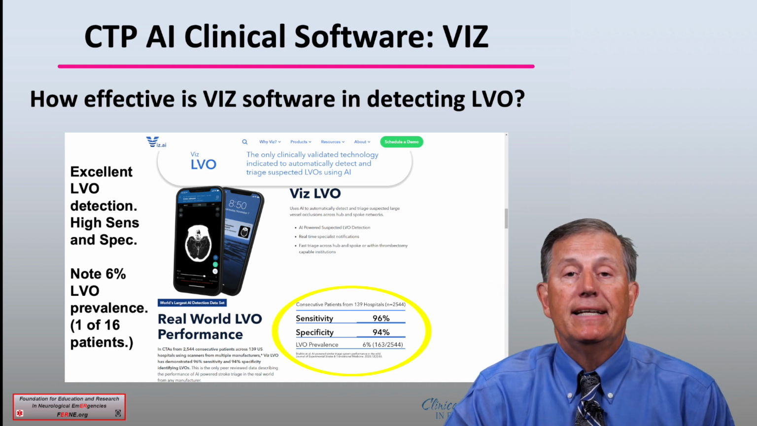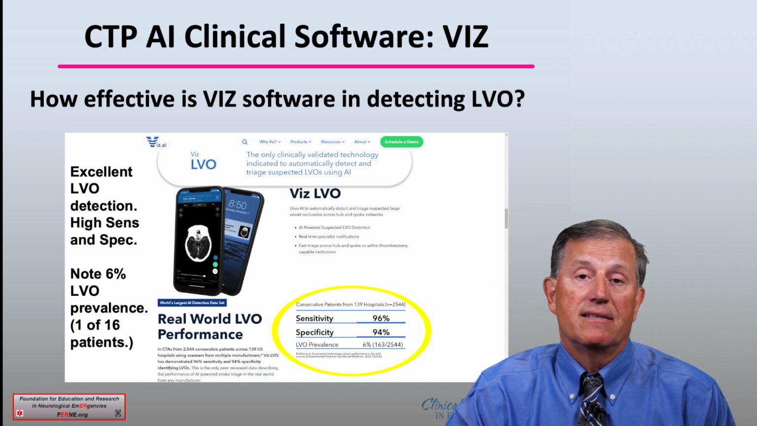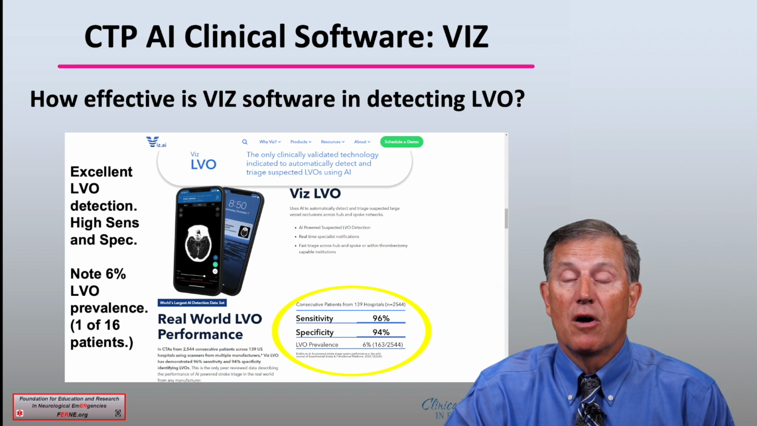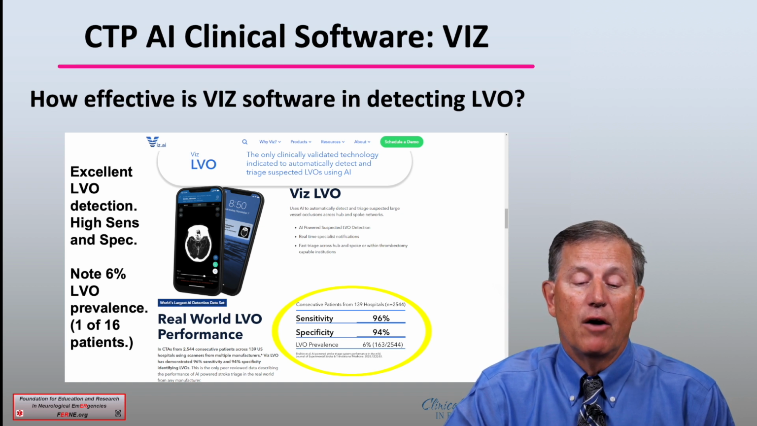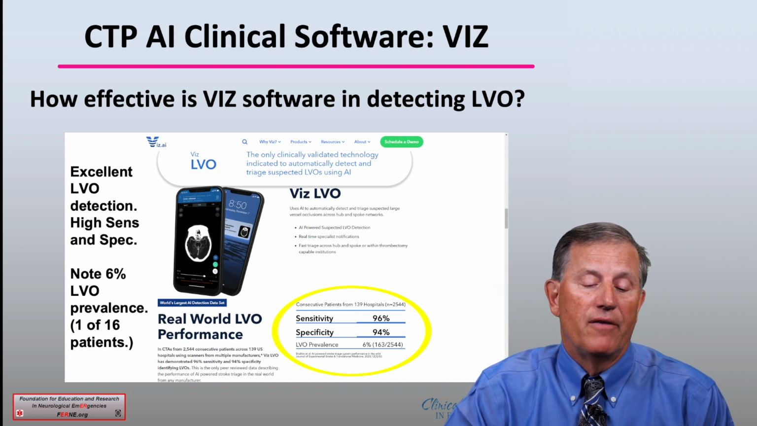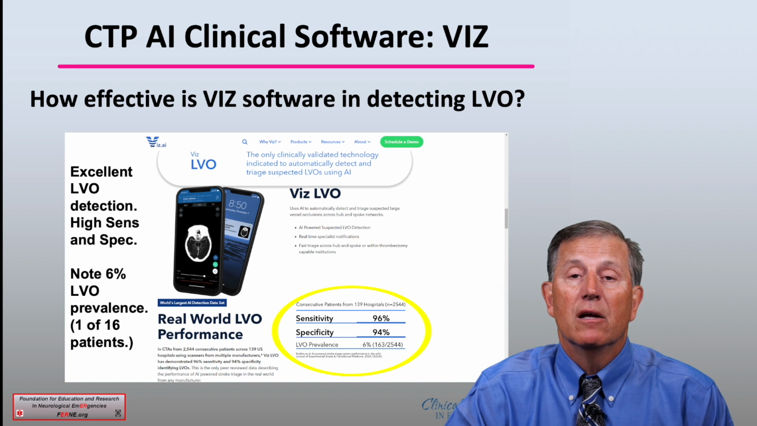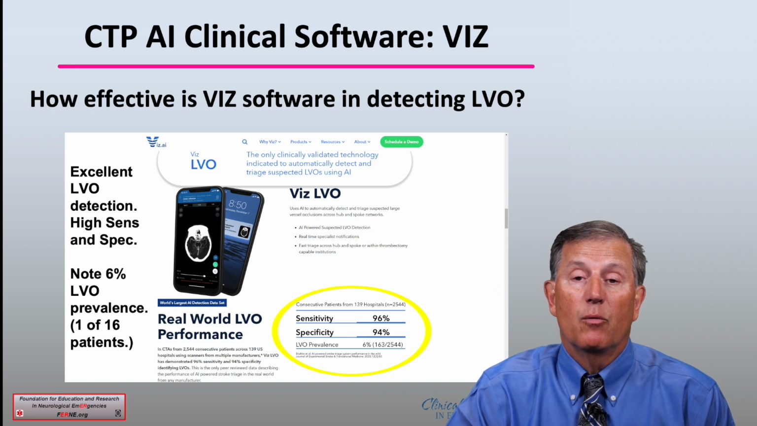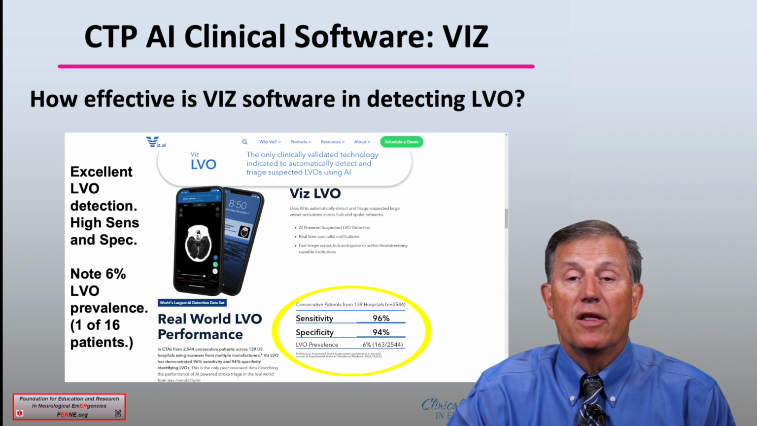And we know that any test that has a 95% sensitivity and specificity is highly accurate. And this allows us to detect with this software the presence of LVO. Now, please note in this example, the prevalence of LVO was 6%, or 1 out of every 16 stroke patients, and this is less than the prevalence that was seen in the other study, which had a 23% prevalence of LVO.